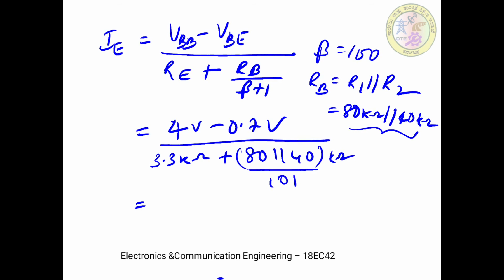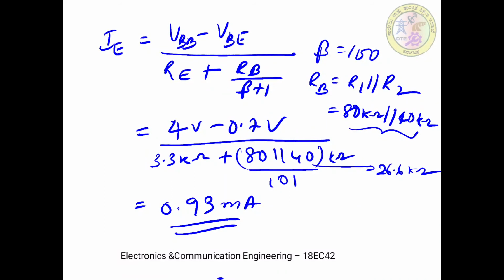Okay, so simplifying this, of course you can calculate this value. This value is going to be some 26.6 kilo ohms, and that will be divided by 101. So further simplification will give us the emitter current IE as 0.93 milliamperes. Okay, so now once we have IE, we can calculate the collector resistor RC.